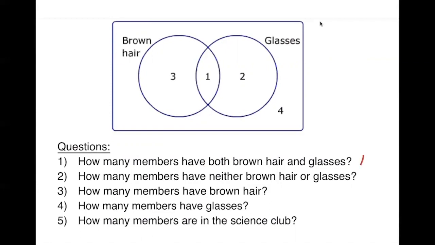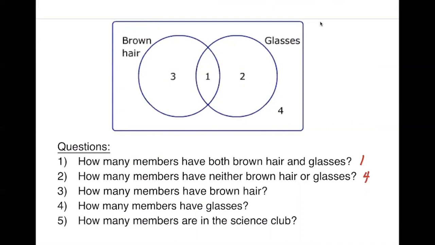Now, when it says members, each of those pieces of information is either called an element or a member. So 3 is an element, 1 is an element, 2 is an element, and 4 is an element, but they're also all called members. So when we see members have, that's what we're looking for. How many members have neither brown hair nor glasses? So neither would be on the outside in the universal set, but not within the 2 other sets.